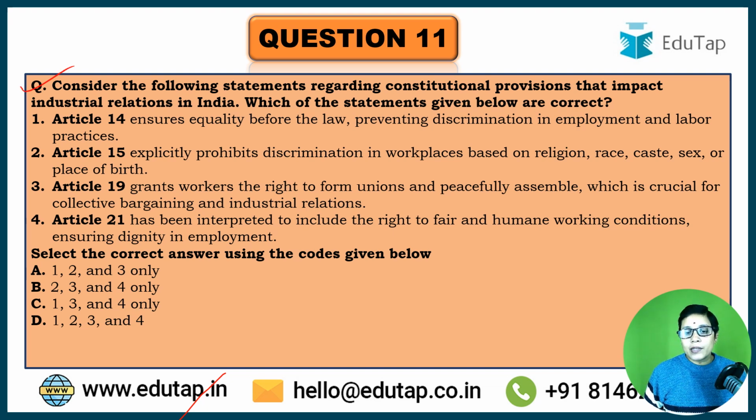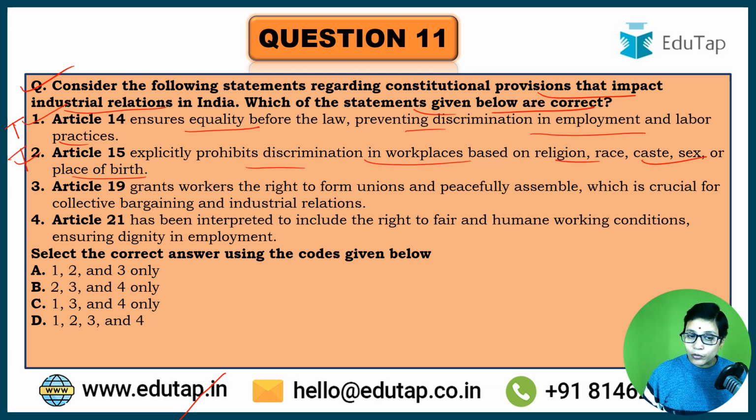Consider the following statements regarding constitutional provisions that impact industrial relations in India. Which of the following statements given below is or are correct? Article 14 ensures equality before the law, preventing discrimination in employment and labor practices. Yes, this is very much true. Article 15 explicitly prohibits discrimination in workplace based on religion, race, caste, sex, or place of birth. Yes, this is also true.